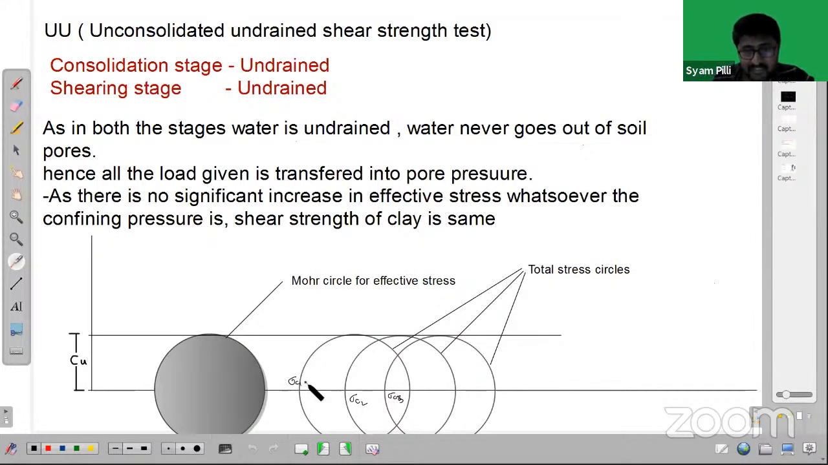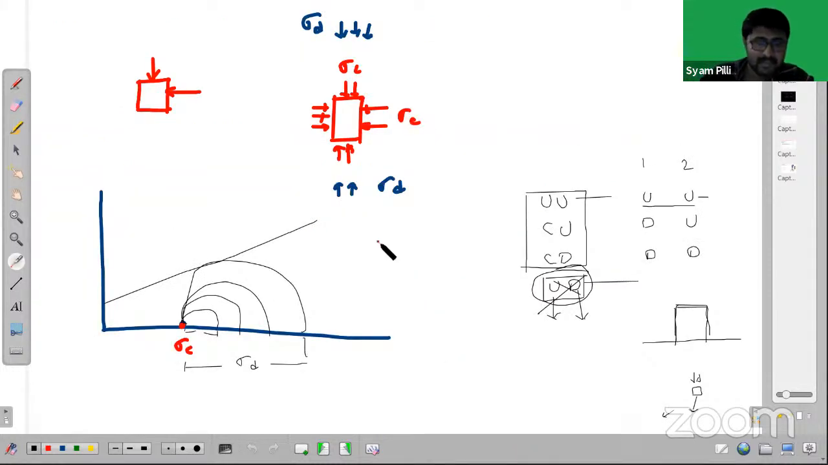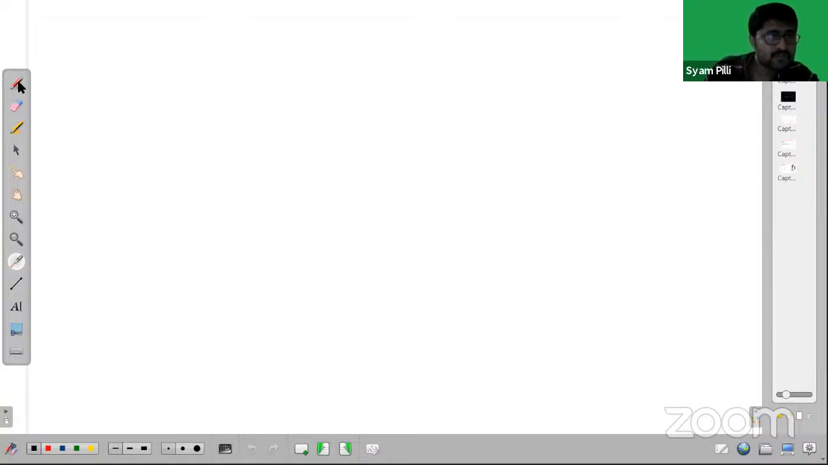That is the reason why you observe that your deviating stress for all the confining pressures is the same. Basically, what do we do in the triaxial shear test? So you test at least 3 samples, right? You take 1 sample, you give a confining pressure of sigma C1, this is the confining pressure.